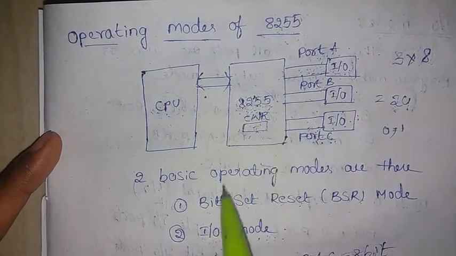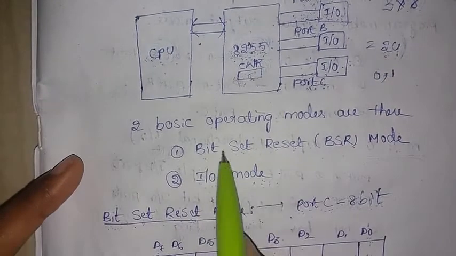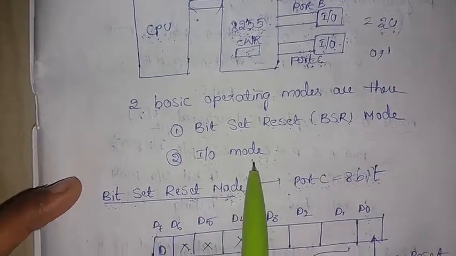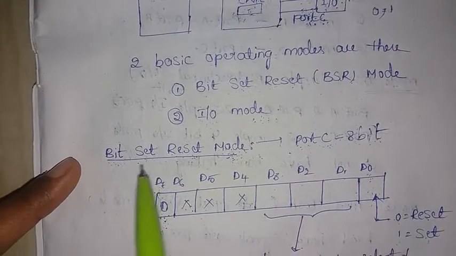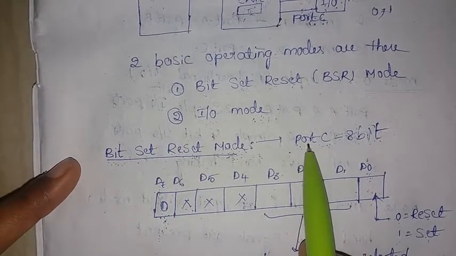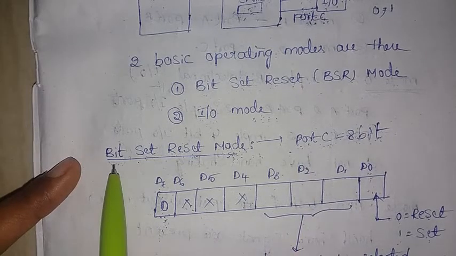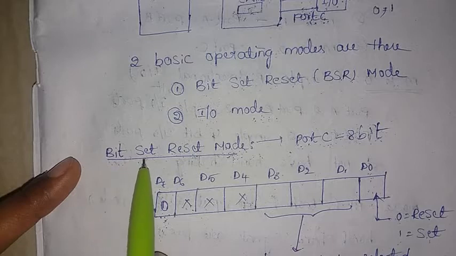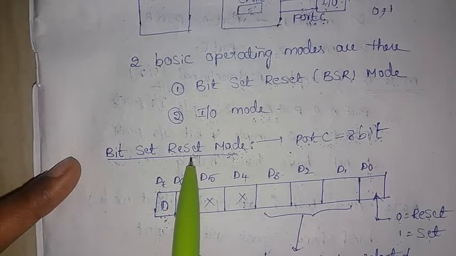8255 can be operated in two modes. Those are BSR mode and I/O mode. In BSR mode, this is the bit set reset mode. It is applicable only for port C, not for port A and port B. The name says bit set reset. One bit can be set or reset.